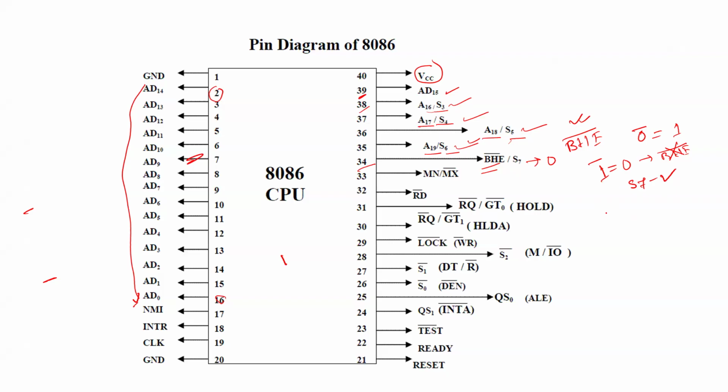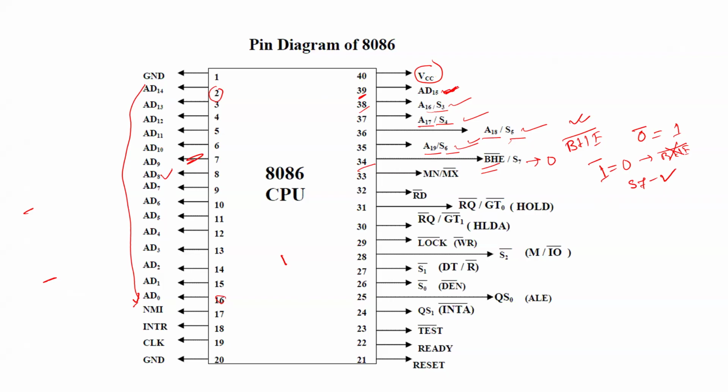So what is the purpose of BHE? This is simply one type of signal. This signal is kept low during the first machine cycle. This signal enables data D8 to D15, so it will enable this data onto the higher order data bus. The higher order data bus is starting from 8 to 15.